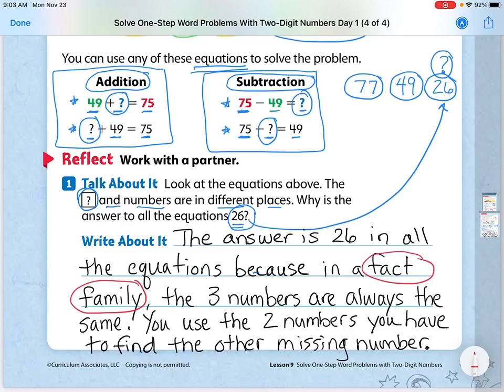That will be fine. And I just wrote that the answer is 26 in all the equations because in a fact family, the three numbers are always the same. You use the two numbers you have to find the other missing number. And like I said, you don't have to have the exact thing written there that I did, but hopefully in your words, you wrote something about fact families and how they can help us find the missing number.